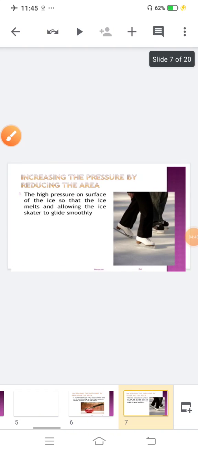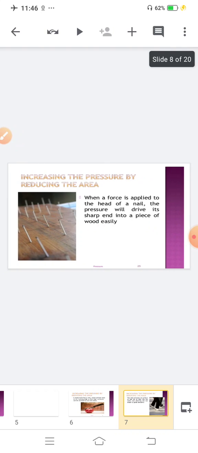The second one is increasing the pressure by reducing the area. There is high pressure on the surface of the ice, so that the ice melts, allowing the skater to glide smoothly. If you reduce the area, what will happen? The pressure will increase. Clear?